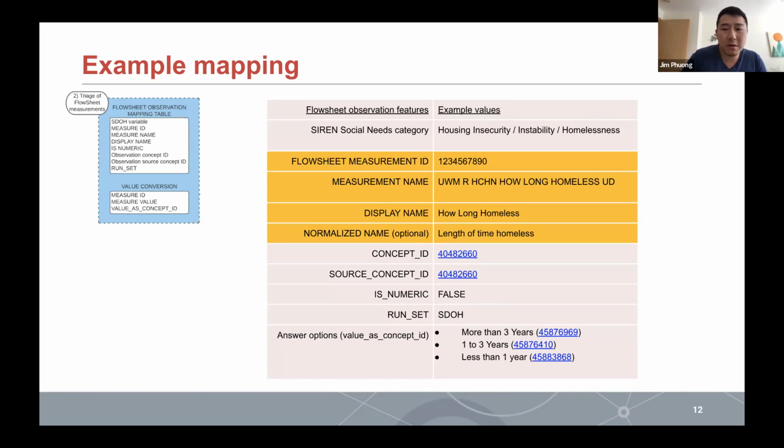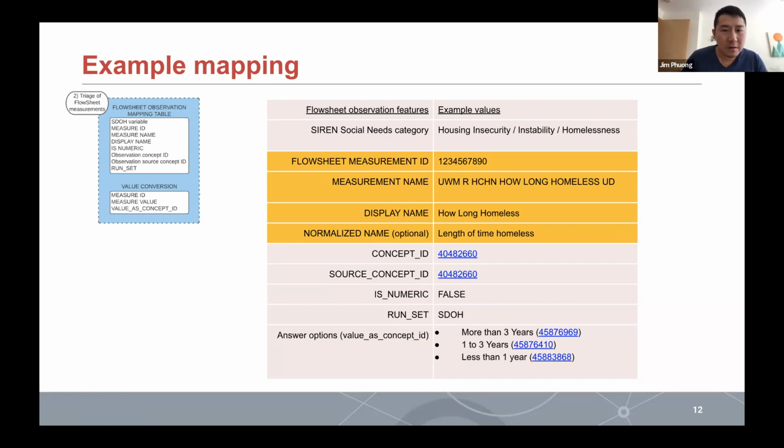So for this example, we were looking at a measurement which is actually asking a person how long they've been homeless. And this is a quantified number, but the options allocated to this are less than 1 year, 1 to 3 years, or 3 or more years. We had to look at both that question, how long homeless, is there an appropriate OMOP concept to represent this flow sheet question, as well as for the answers. So for this one, we categorized that any questions related to this are in relation to housing insecurity, housing instability, and homelessness.